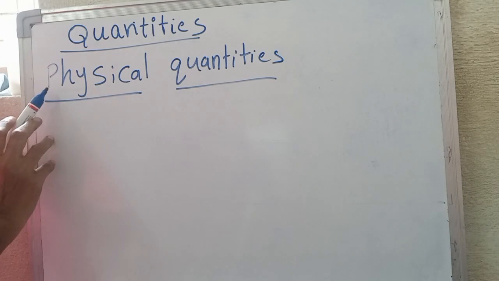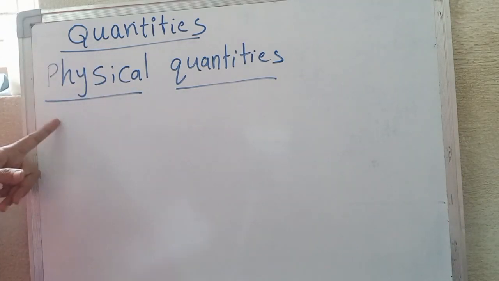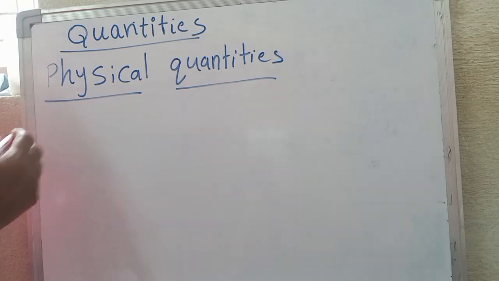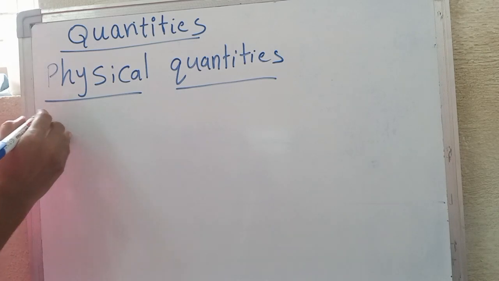In the quantities, first we are going to discuss the physical quantities. What are called physical quantities? The quantities which we can measure are called physical quantities. Which we can see and measure are called physical quantities.